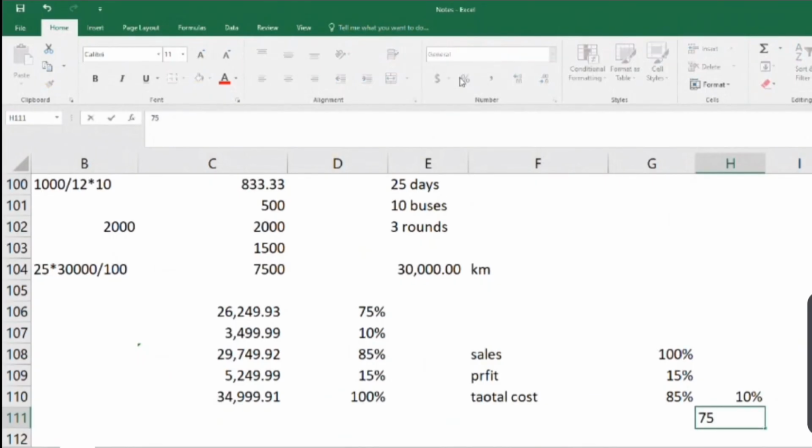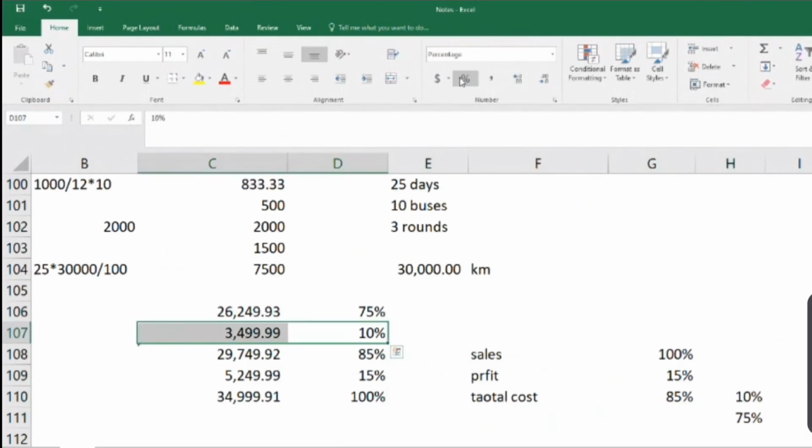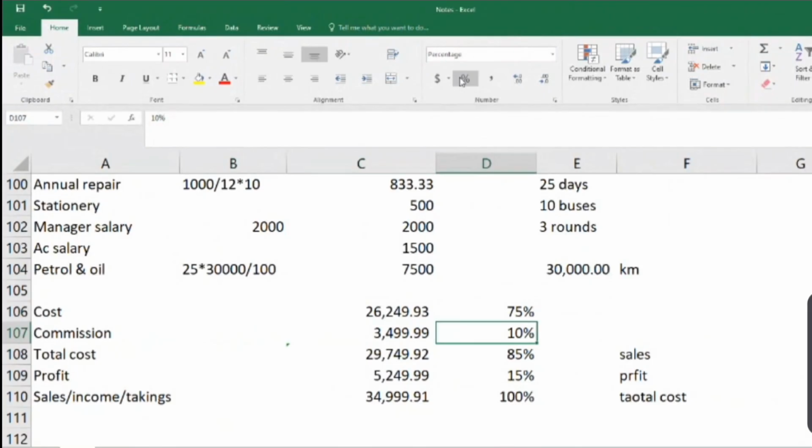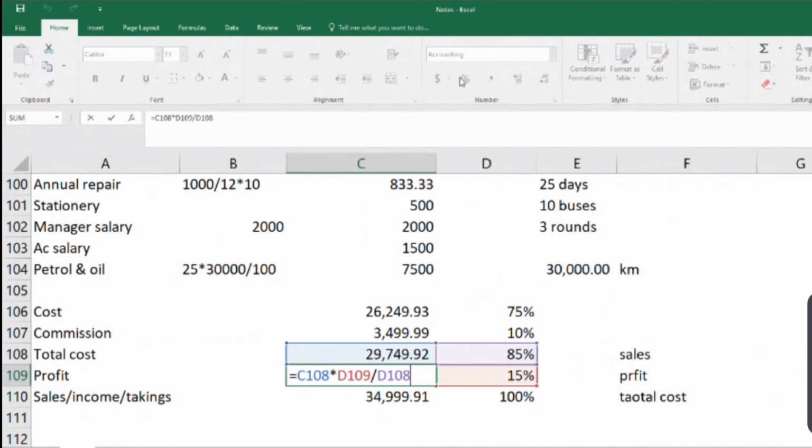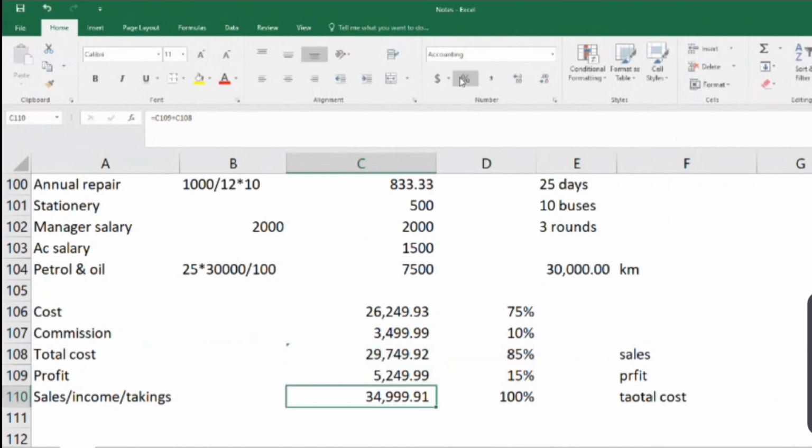Another cost which you have calculated will be 75%. That is what I have mentioned here. If this is going to be 75%, what will be the 10% commission? So this is simple cross multiplication, and again you are arriving at the total cost by adding cost plus commission. Then profit we are arriving by cross multiplication. If you add the profit and the cost, you will be arriving at total sales.